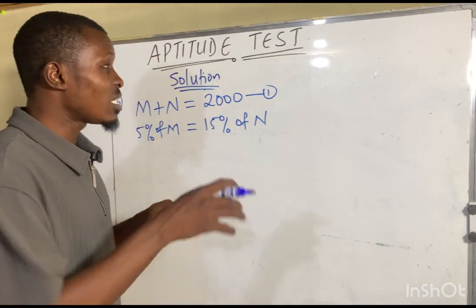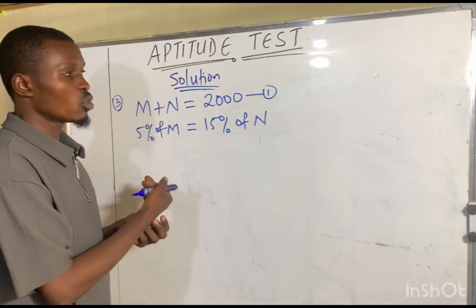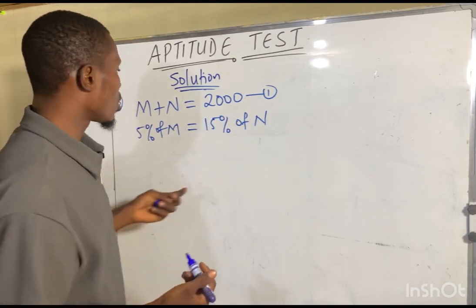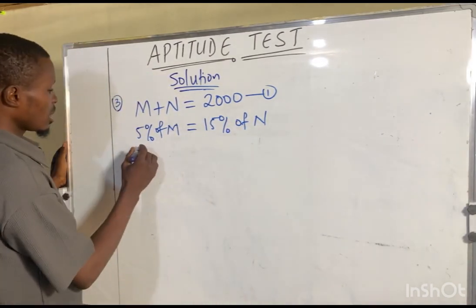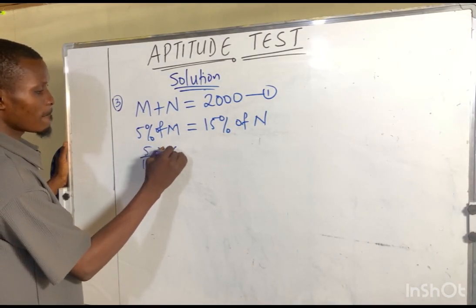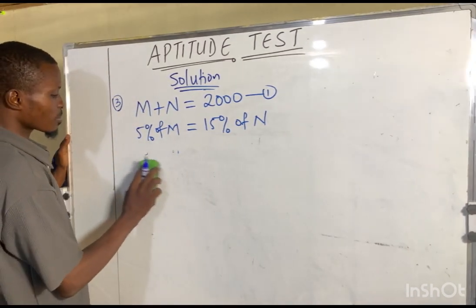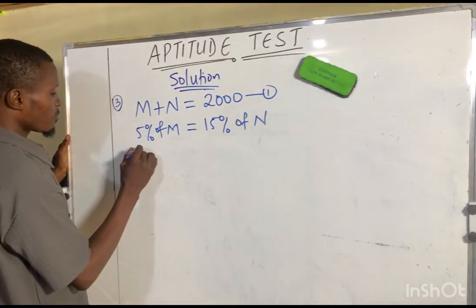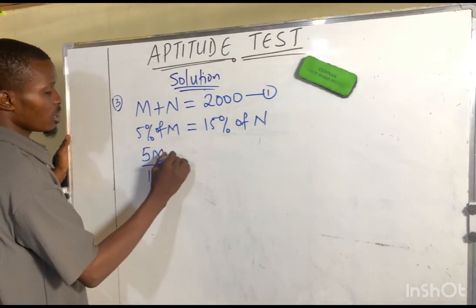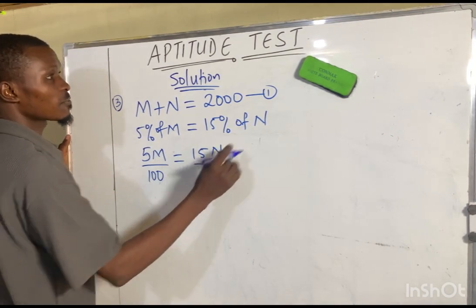The last statement says their savings are the same. Mathematically, that is what is written. We're asked to find N's savings, so let us evaluate this. This is 5 over 100 times M, or we just say 5M over 100, equals 15N over 100.